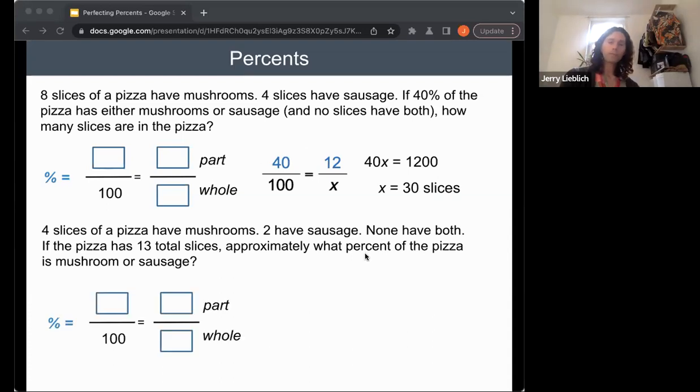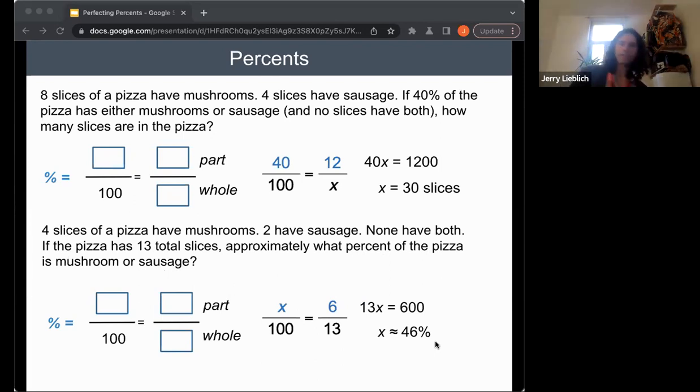The second one, we do the same thing. Same formula, percent over 100 is the part over the whole. This time they're looking for what percent is mushroom or sausage. So we put in our part, 6, and our whole, 13. And we might just eyeball this and say, all right, it's going to be a little bit under 50%. And then when we calculate it, we find that that's the case. Any questions on this before we take it into a slightly different context?